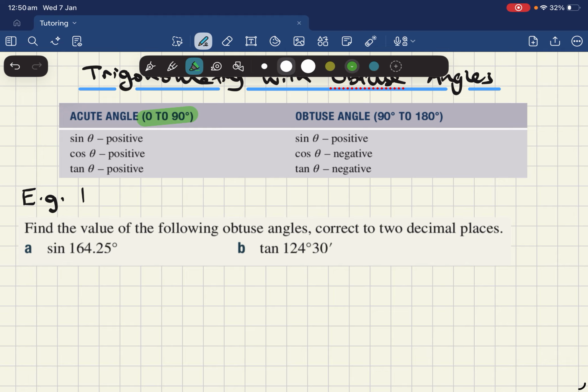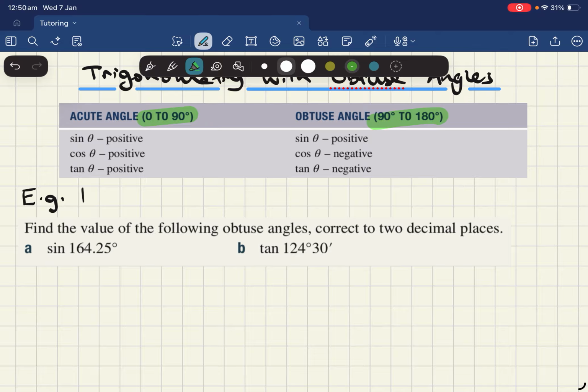Now, typically when we take sine, cos, and tan of any angle that's acute, we are going to get a positive value. You can try this for the values in your calculator. You'll always get a positive ratio. Now, when we start looking at obtuse angles, so obtuse angle triangles, so degrees from 90 degrees to 180 degrees, we get a few different things happening.